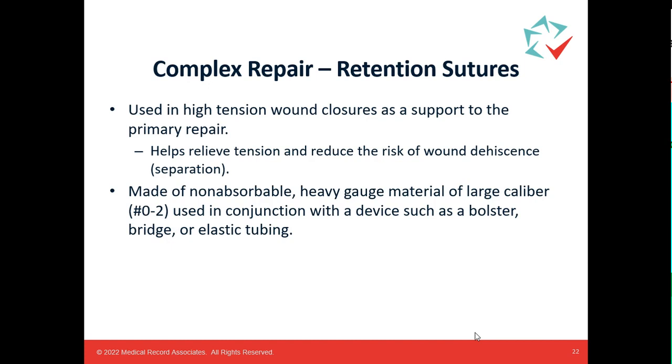When your provider uses retention sutures, a complex repair code can also be assigned. Retention sutures are used in high tension wound closures. They support that primary repair. They help relieve tension and reduce the risk of wound adhesions, that separation that can occur. For documentation of retention suture use, you'll see that these are non-absorbable, heavy gauge material of a large caliber, and they're used in conjunction with a device such as a bolster, a bridge, or elastic tubing.